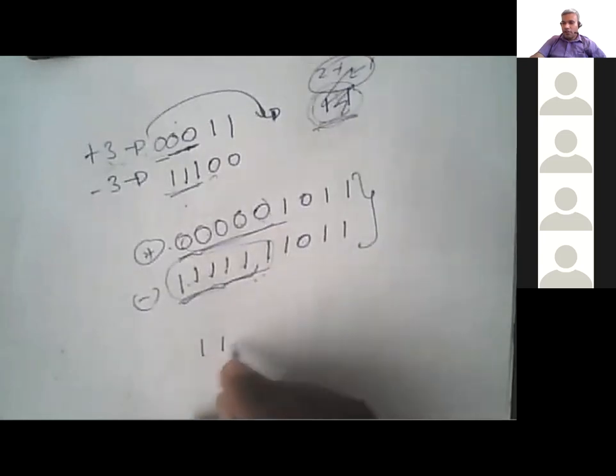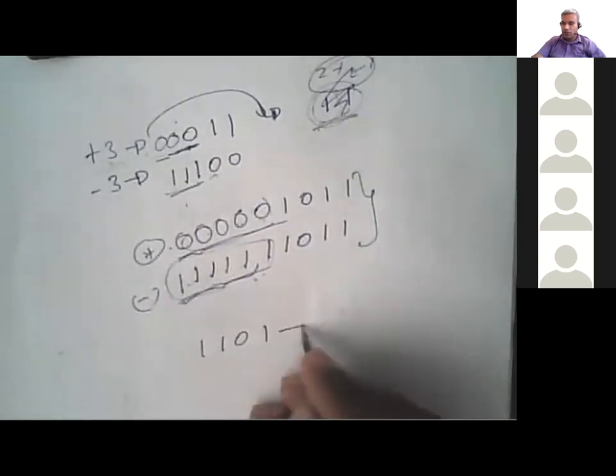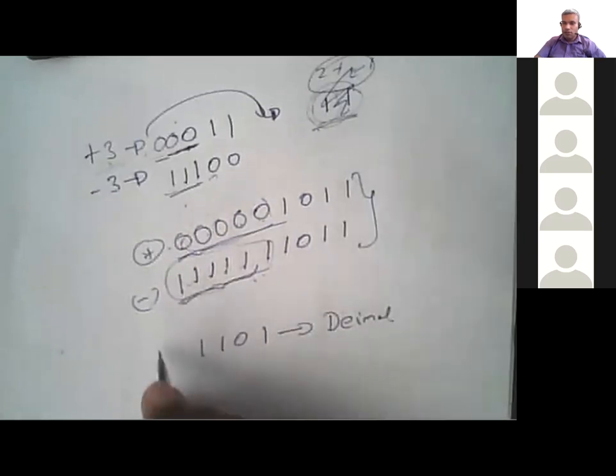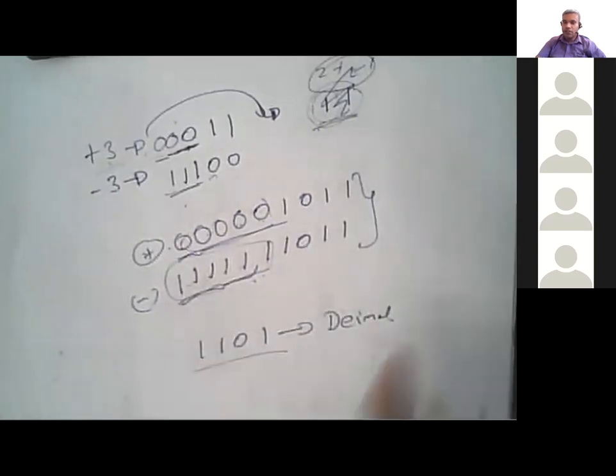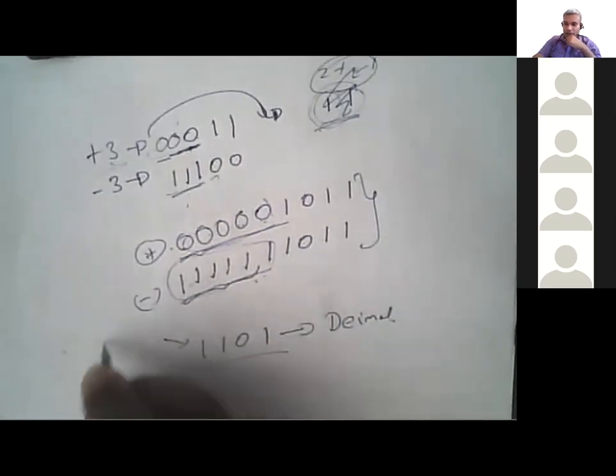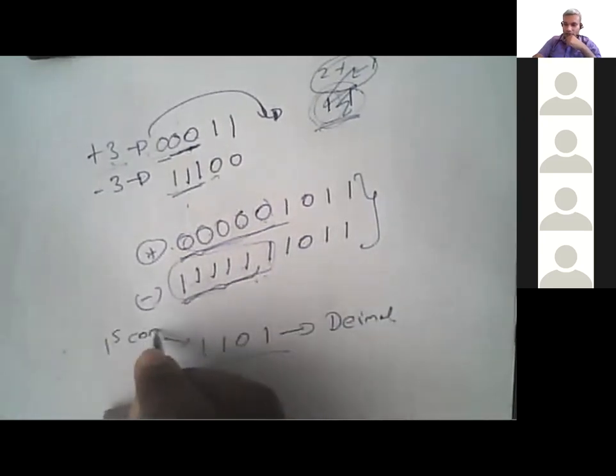Okay, can you convert this into decimal? So assume this is in the ones complement. Can you convert this into decimal? This is not the magnitude method. This is ones complement.